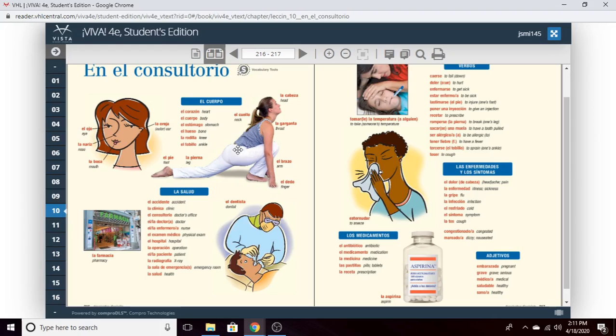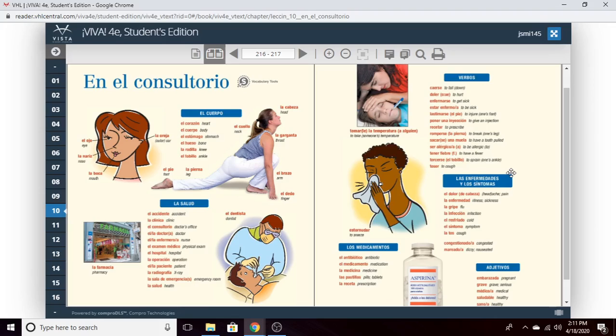We have some symptoms, some illnesses, some medicines. A lot of the verbs related to these are reflexive. Sometimes it's hard to visualize why hurting your foot is reflexive, but it still is. When you talk about something aches, you're going to use duele. For example, me duele la cabeza. Think of this doler almost like a verb like gustar.